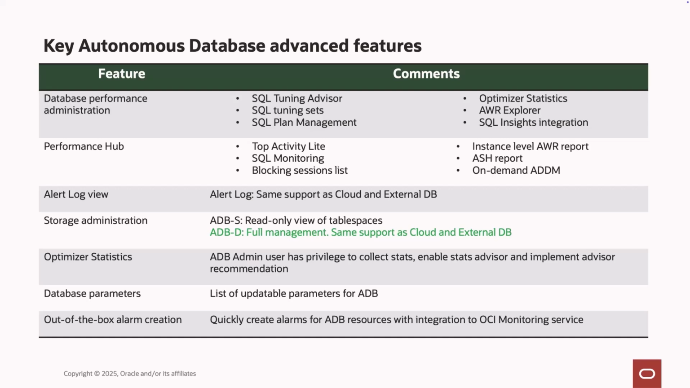Again, the autonomous optimizer statistics: utilizing the ADB admin user, we're able to see how those collections are going, and then even utilize Stats Advisor if there are any corrections we need to make to these optimizer statistics. Finally, we can view database parameters, so updatable parameters for the autonomous database. And then we also have integration into the OCI monitoring service. So we can quickly create out-of-the-box suggested alarms for the autonomous database. And then we can view these in context on the resource page. So you can find out if there are any alarms firing for your autonomous database and drill down for further analysis of what's causing those errors.